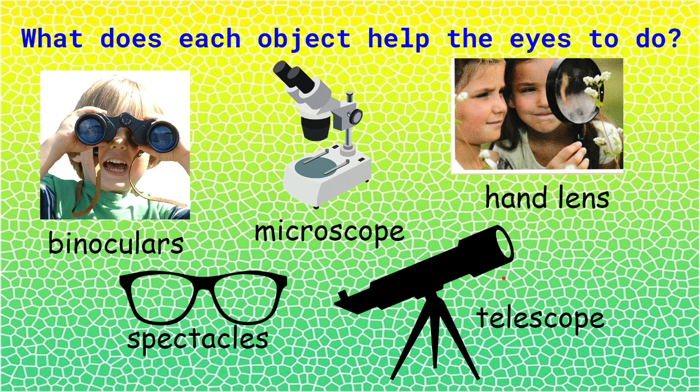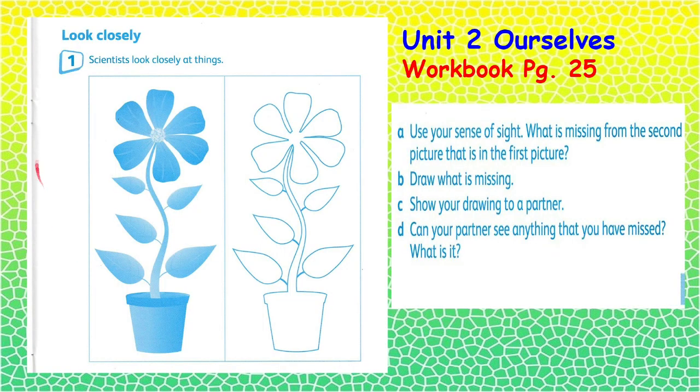This is an instrument we use to see objects that are far away. So we often use this to view the planets and the stars and the comets and all the things up in the sky. In this activity, we're making observations using the sense of sight and the sense of touch.